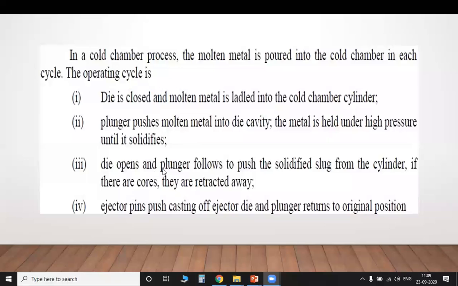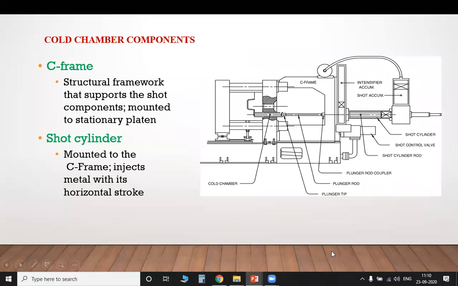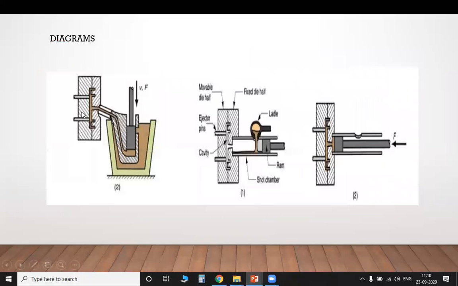The die opens and the plunger follows to push the solidified slug from the cylinder. If there are cores, they are retracted away. Ejector pins push the casting off the ejector die and the plunger returns. These are the steps of the operating cycle. So we will see the diagram. This is the diagram, students.